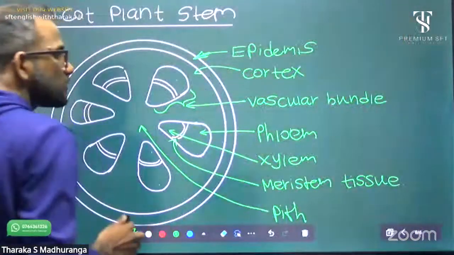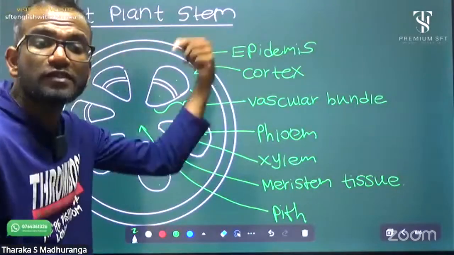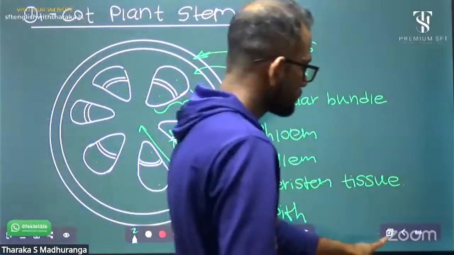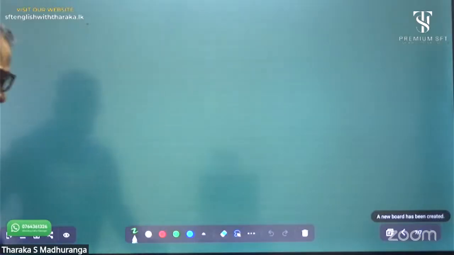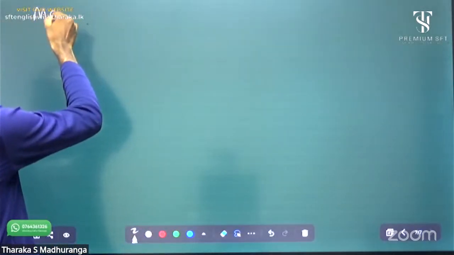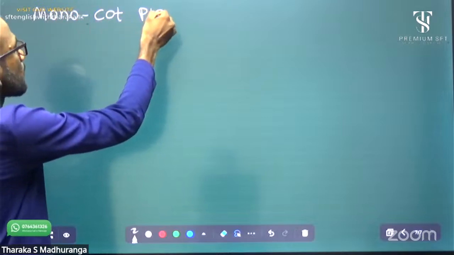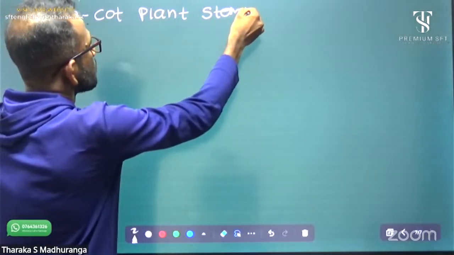Monocotyledon, what is the difference? And after that, we can come to the dicotyledon, what the secondary growth is. Listen to this part, very, very important. Let's move into the monocotyledon plant stem. Monocot plant stem.